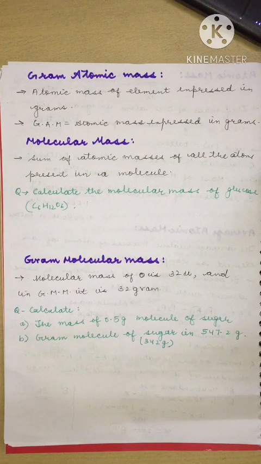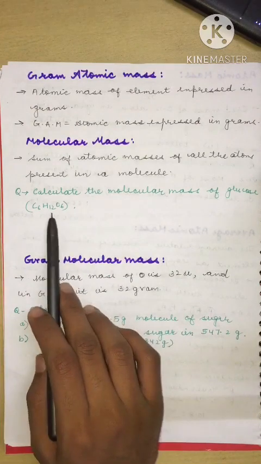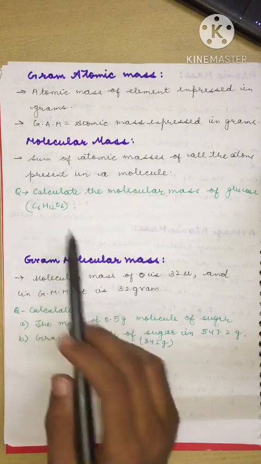Suppose we have to calculate the molecular mass of glucose. First of all, for that we should know the individual atomic masses of every atom, and then we should also know the formula of glucose. The formula can be provided in the exam, but the masses you have to learn.